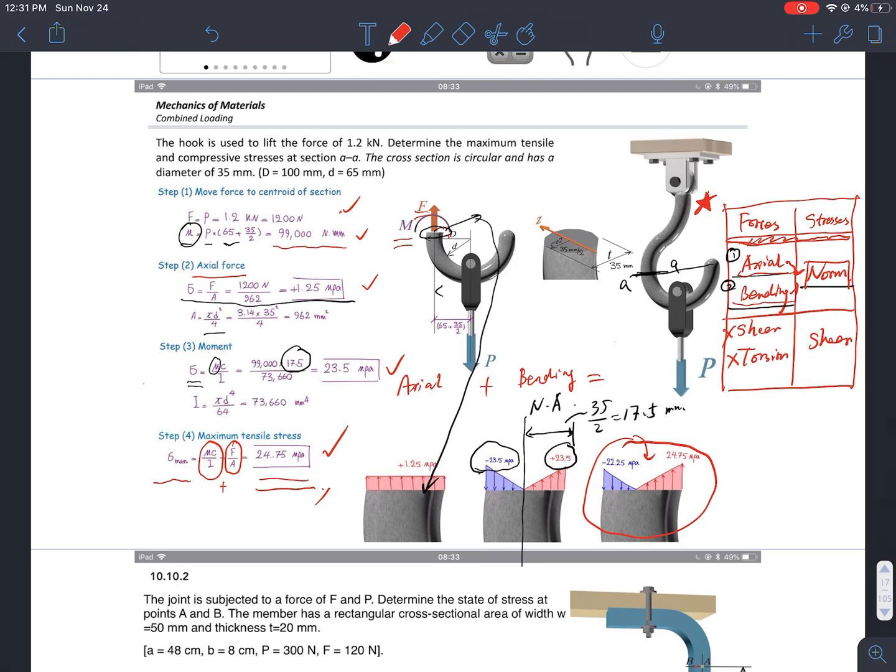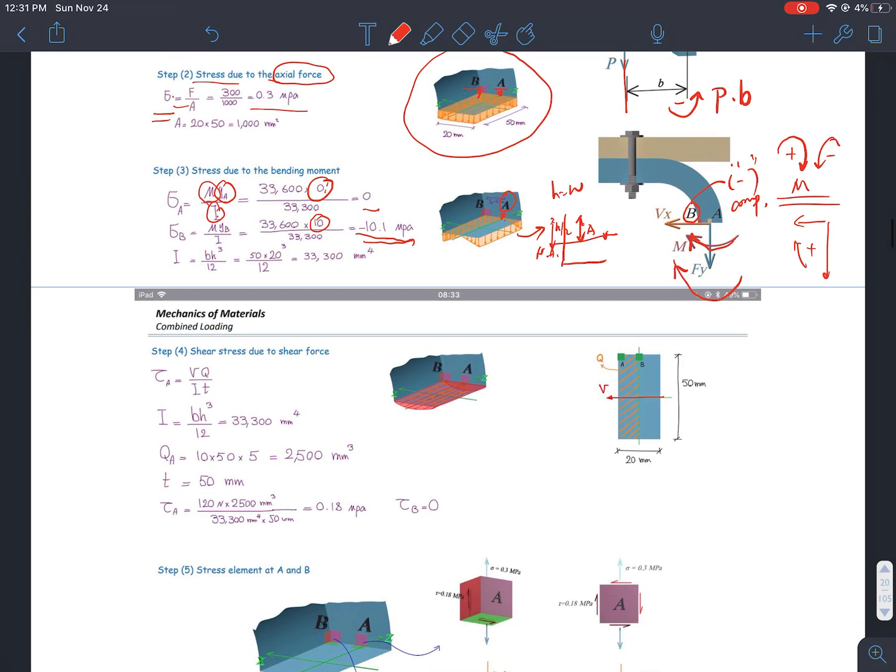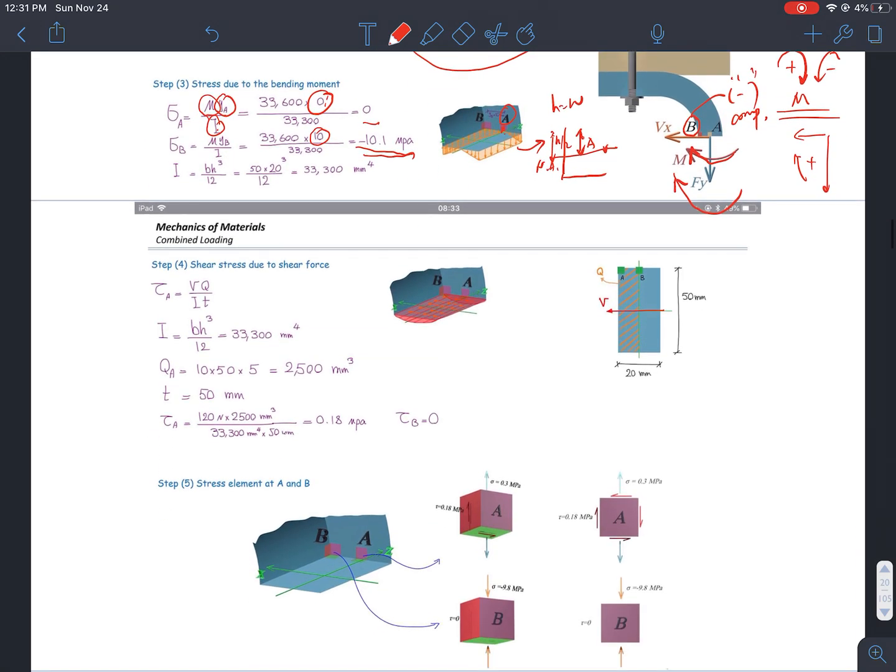Okay, I think I'm having some technical difficulty here. Okay, there you go. My software just freezes on me.